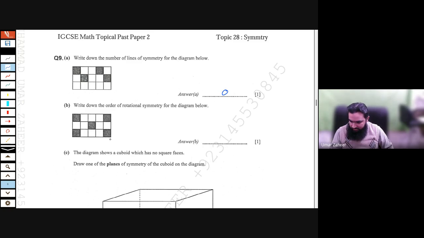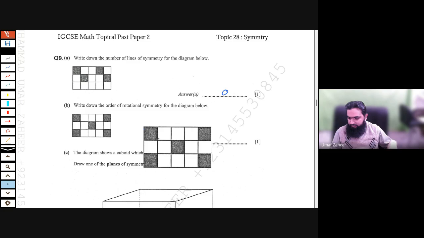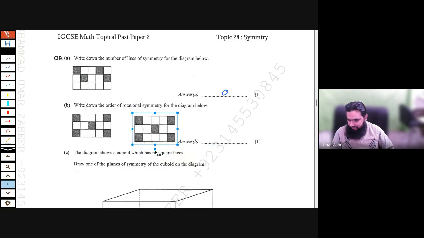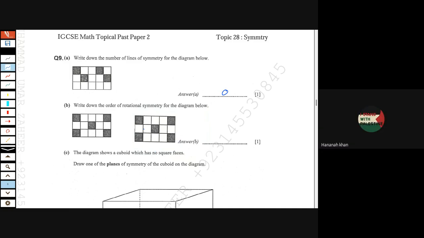Okay, now we have rotational symmetry. So we are going to literally rotate it and check. Let's see how to rotate. 90 degrees, not equal. 180 degrees, it is going to be equal. Not equal. Equal. So the order of rotational symmetry is 2.